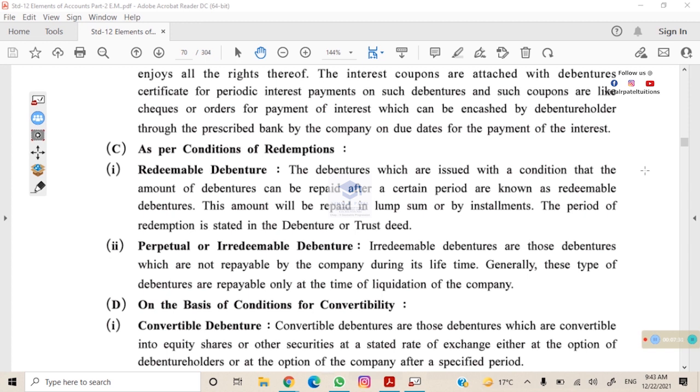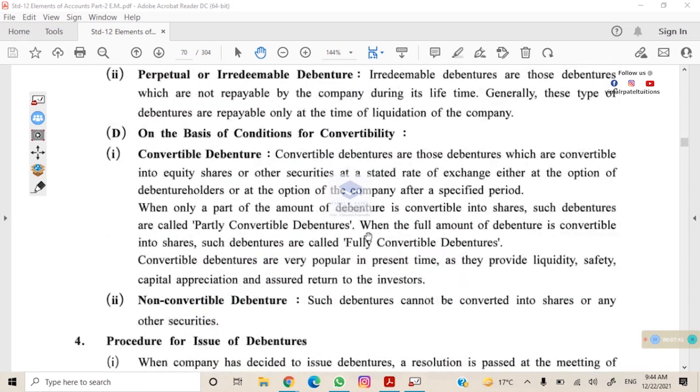Then, perpetual or irredeemable debenture. Irredeemable debentures are those debentures which are not repaid their money unless and until the company goes into liquidation. But generally these types of debentures are not found in India. Then convertible debenture. When the debenture holder is given the option after a certain time period whether they want to get converted into equity share or not, then such debentures are known as convertible debentures.